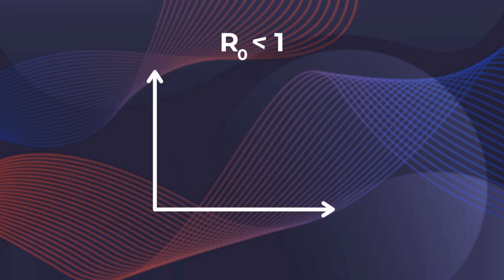If the R0 is less than 1, then we will see the infection dying out. If it is equal to 1, then the infection is stable. And if it is greater than 1, then the infection will spread.